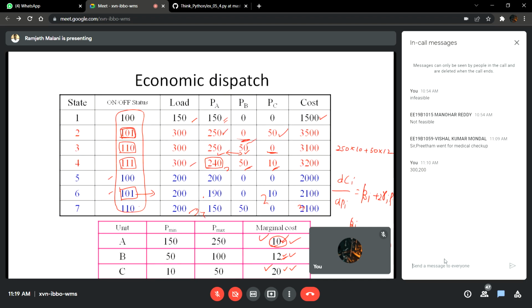Now, all the states are dispatched. We have found out the economic dispatch for all the states. Now, if, instead of just giving the marginal cost, a fuel cost function is given with alpha i's, beta i's, and gamma i's, then you could solve the economic dispatch problem for a particular state and find out the cost of fuel at each state. The fuel cost at each state is found out now.